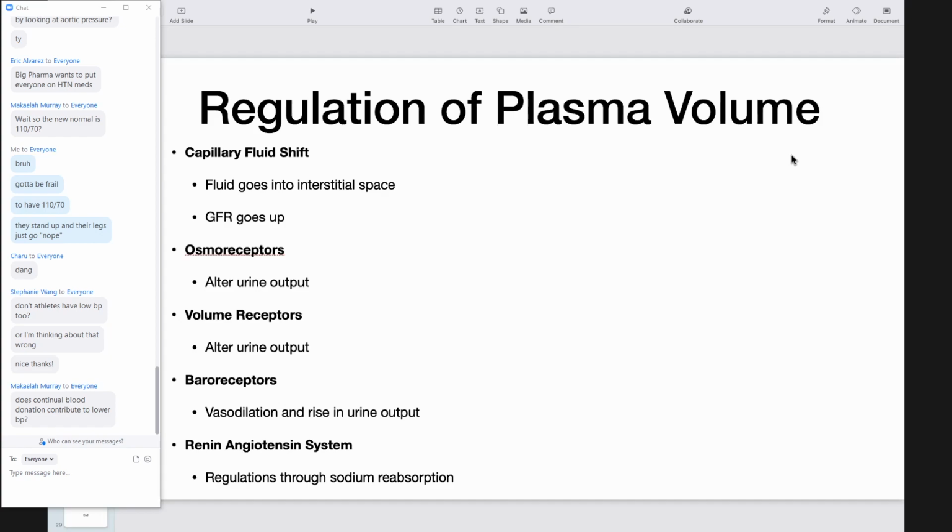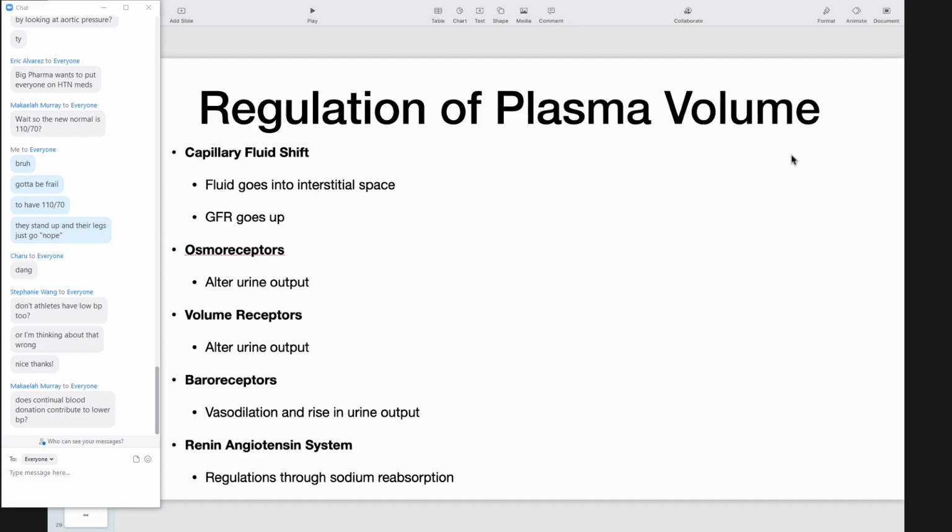We could do capillary fluid shift, where at the capillary level, we can just get rid of some plasma and send it into the interstitial spaces, the spaces between tissues, so we can kick out some water and send it there. At the kidney level, we'll talk about that more in the adrenal, GI, and kidney lecture, you can increase capillary fluid shift at the glomerulus and increase glomerular filtration rate. That's what GFR stands for. We'll talk more about that.